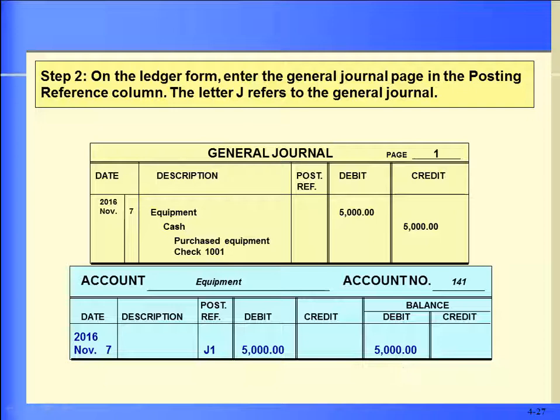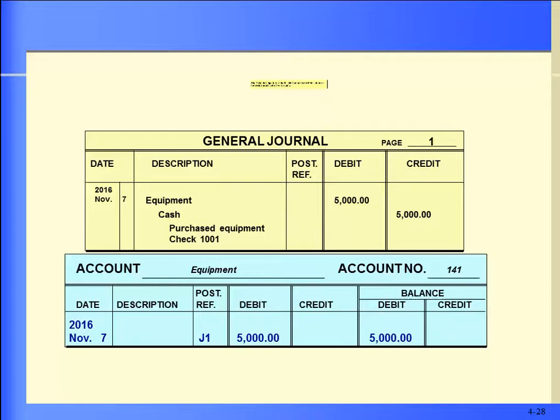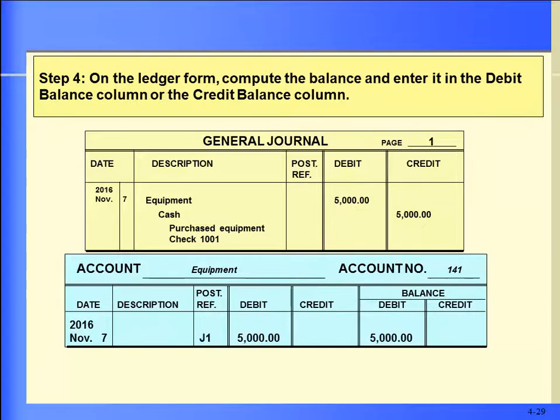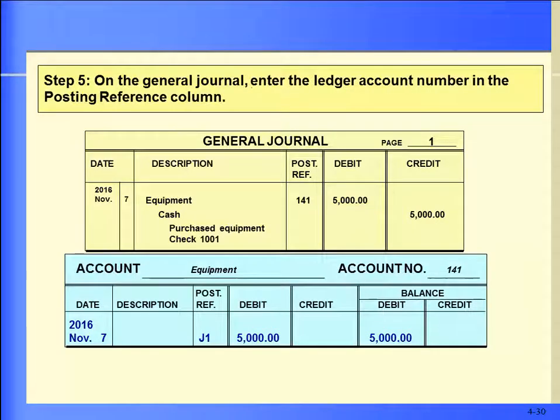Step 2. So it's basically saying the letter J refers to the journal. And here's the amounts. And here's the amount balance. So we have the account number. This 141 will go here. I'm sorry, this 141. You're going to go back and post into the journal. You're going to put reference post 141, and that's going to tell you that you posted this into the ledger from the journal, so you don't have to post it twice.